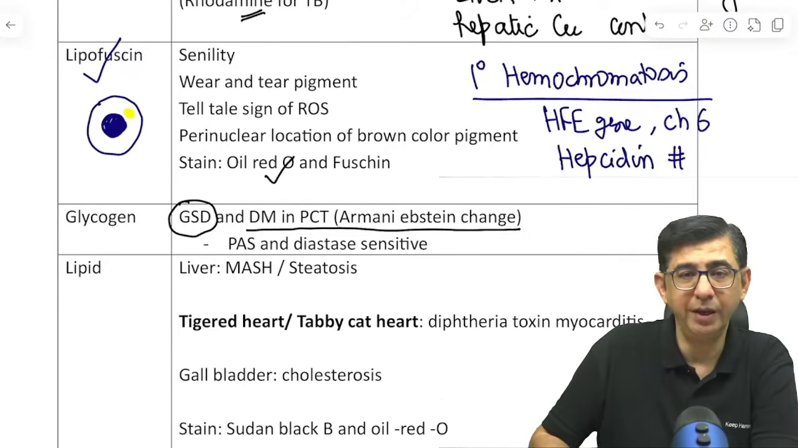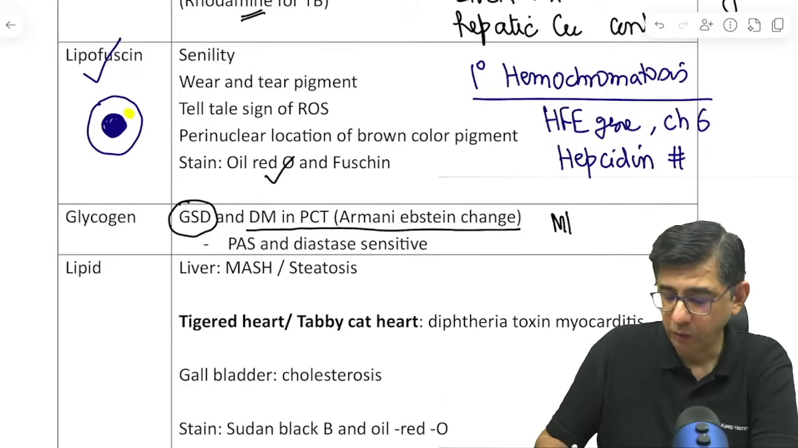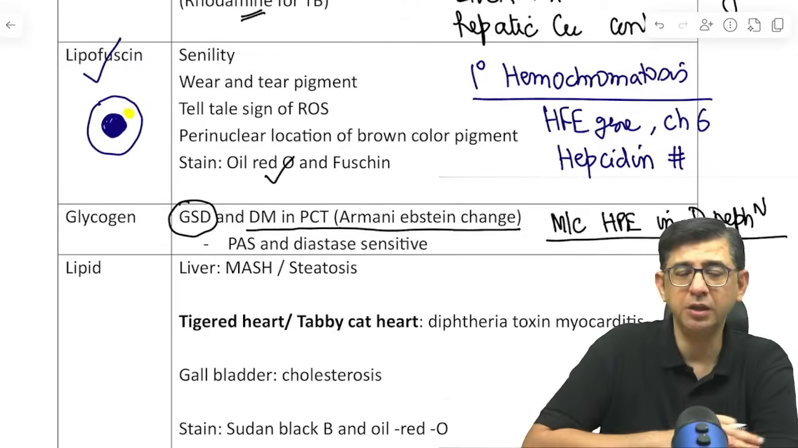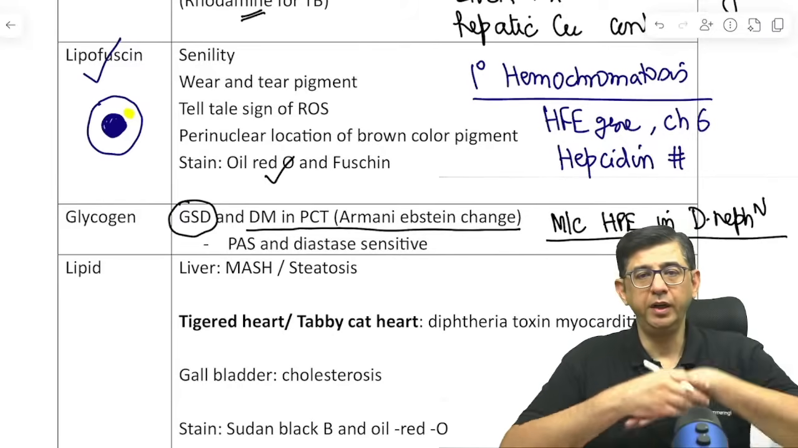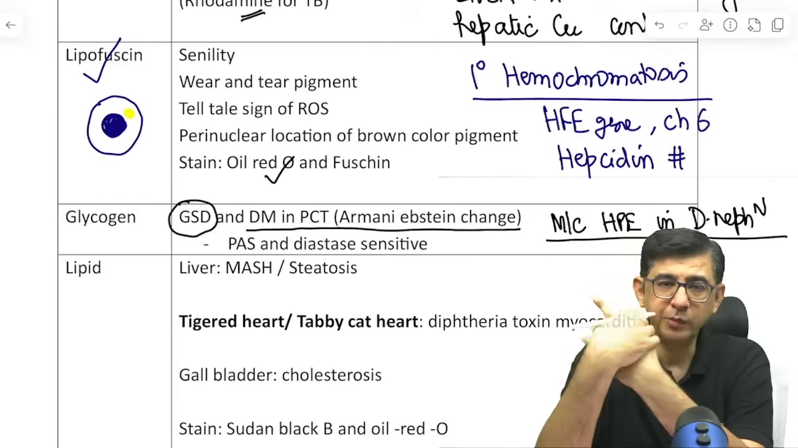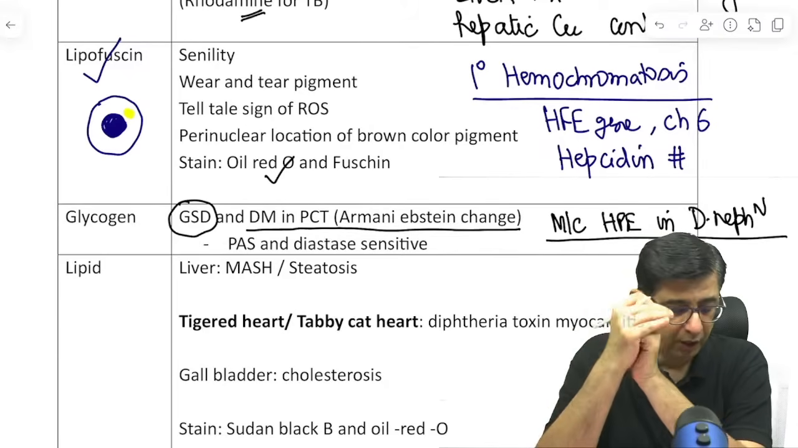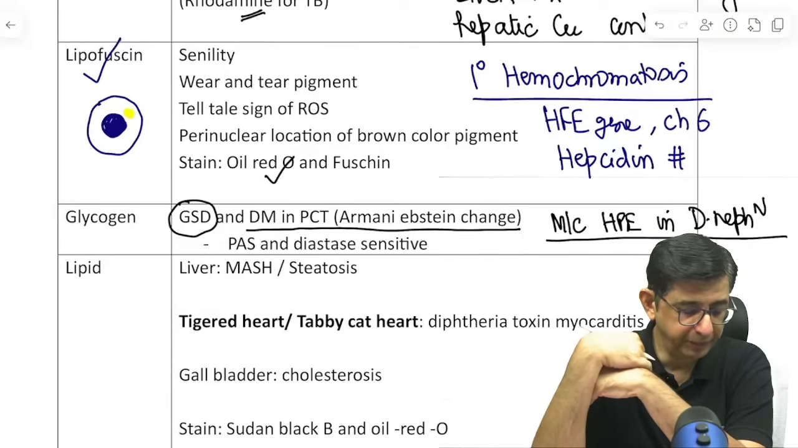Yeah, Armanni-Epstein change, that's for the PCT, proximal convoluted tubule. Quickly tell me, what is the most common histopathological finding in a diabetic kidney? Options are: first, Armanni-Epstein; second, diffuse glomerulosclerosis; third, Kimmelstiel-Wilson change. Which of the following is the most common histopathological finding in a diabetic kidney?